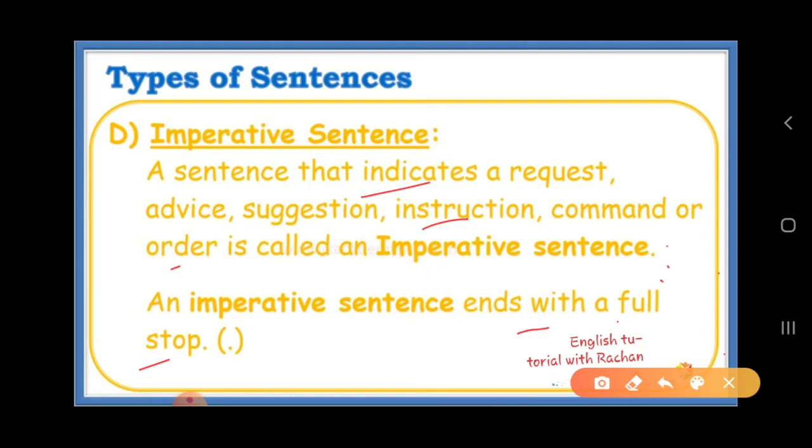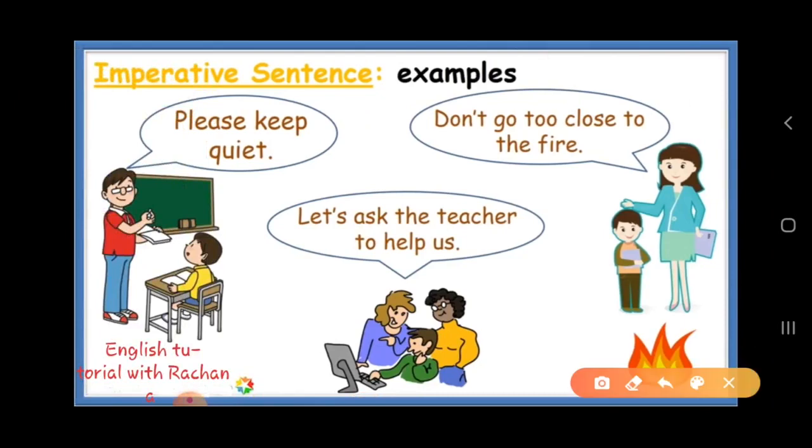And let's have some examples of imperative sentences. Please keep quiet. Now this is the example of a request, an imperative sentence. Other is: don't go too close to the fire. Next: let's ask the teacher to help us. So all these are the examples of imperative sentences which express the different feelings of suggestion, advice, request, order and all this, right?